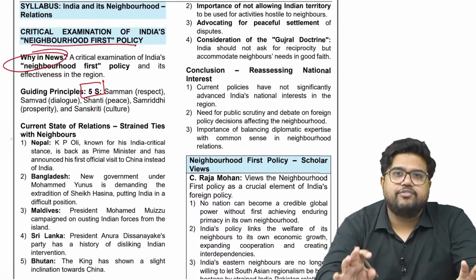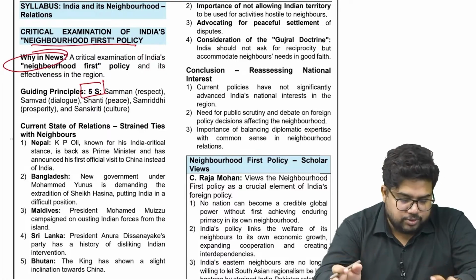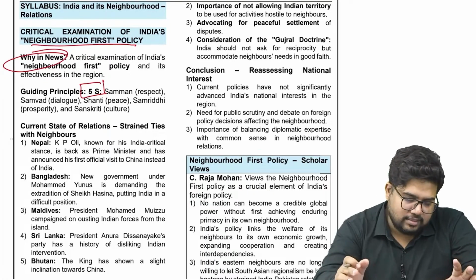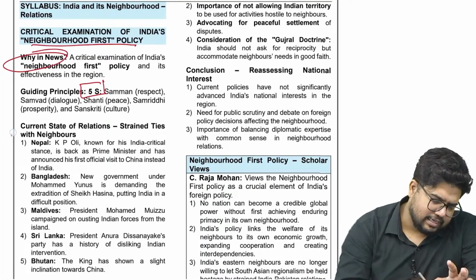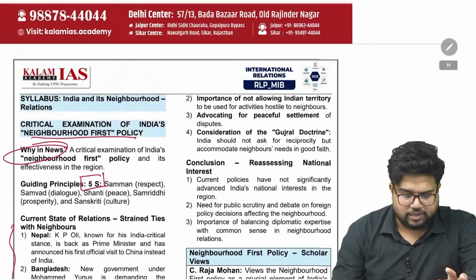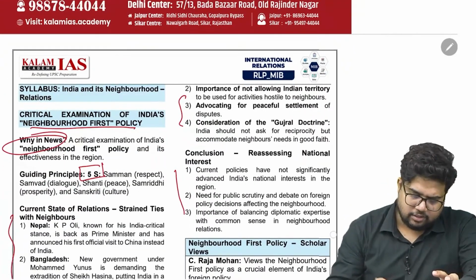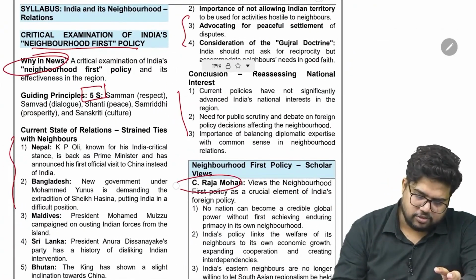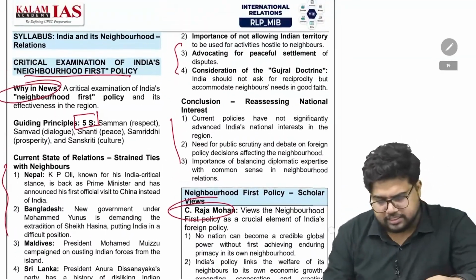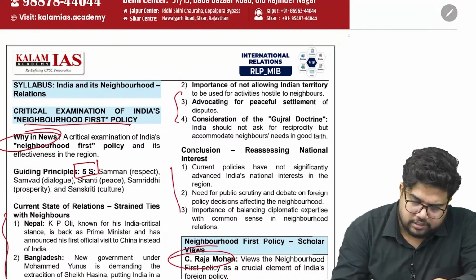So if a question comes on India's Neighborhood First policy, such as briefly state the objectives of the policy, your answer should have these 5S aspects. The recent current developments you can read from here. What are the causes of issues, what are the problems in India's neighborhood policy, and the conclusion and some way-forward opinions of some editorial writers are given here. Now, what I really wanted to discuss is the brief ideas on the evolution of this particular policy.